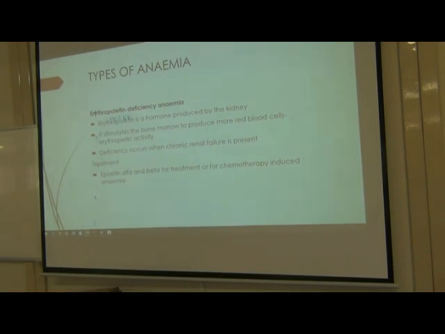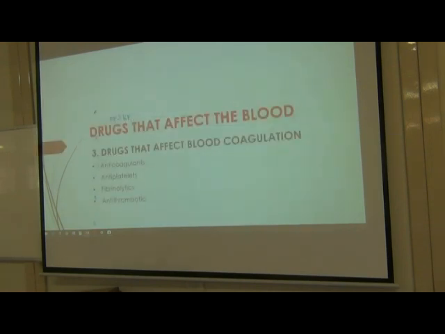Erythropoietin deficiency anemia. Erythropoietin is produced by the kidney, and it helps to stimulate bone marrow. If there is that anemia, what you need to give is epoetin alpha or beta to treat it. This anemia would usually occur when the patient has chronic renal failure. Alright. So we just looked at drugs that can be used for the treatment of anemia.